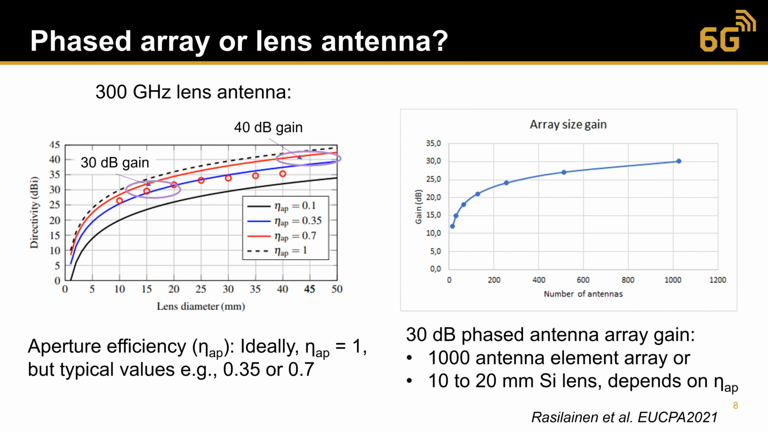An alternative approach is using phased arrays like in the 5G millimeter wave system. However, 30 dB antenna gain requires 1000 antennas and an RF transceiver for each of these. 40 dB requires already a paramount 10,000 antennas and RF transceivers. The advantage of the phased array is the wider beam steering capability compared to a fixed lens.